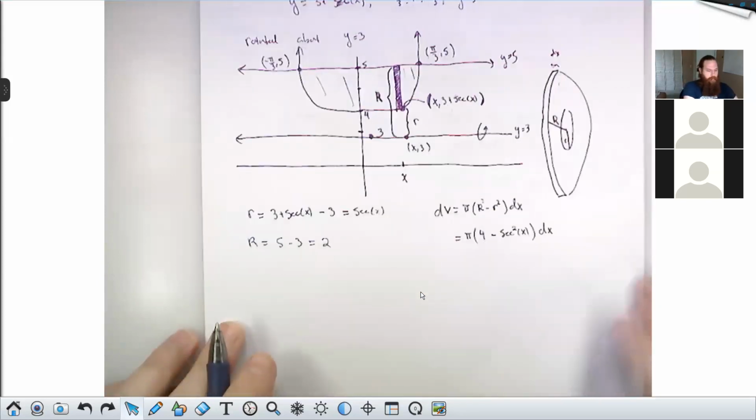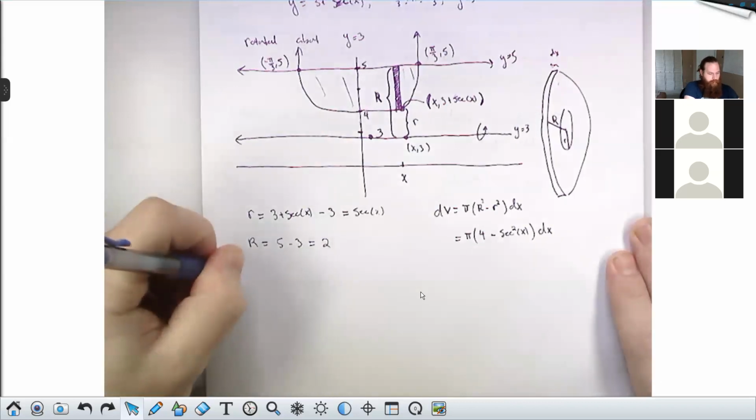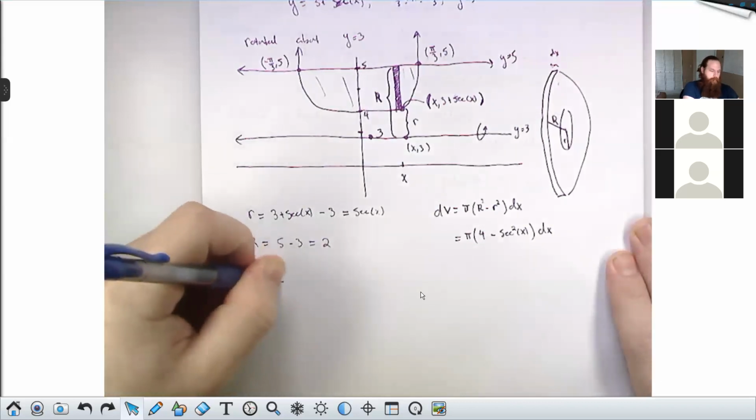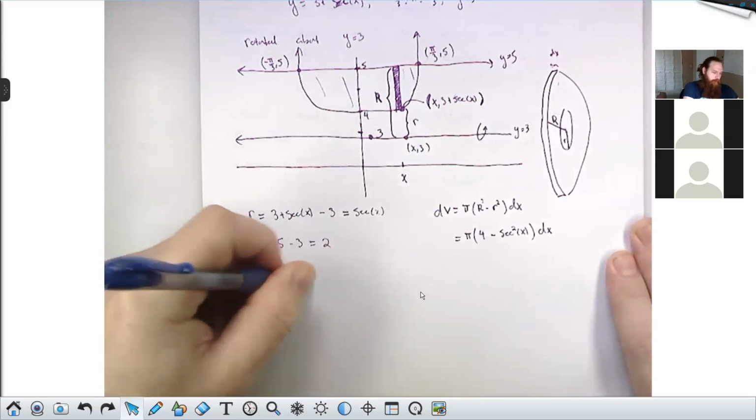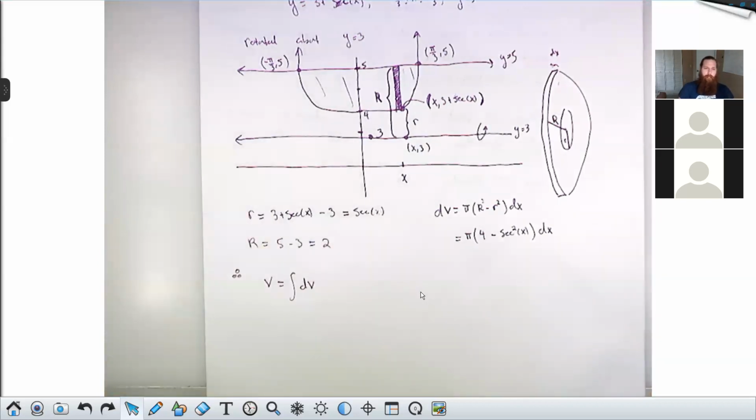And that means that v will be the integral of dv. But from where to where? So what x values do we have to allow that strip to run between in order to let that strip sweep through the whole region?